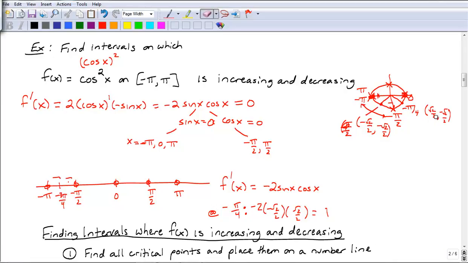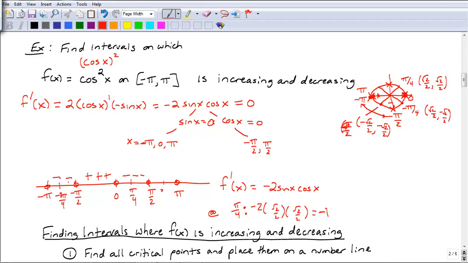At negative pi over 4, the cosine is positive root 2 over 2. The sine is negative root 2 over 2. When I multiply this all together, the two negatives make it a positive 1. So it's the same answer, but in here it'll be positive. Then I can plug in pi over 4. At pi over 4, sine and cosine are both root 2 over 2. So they're both positive at positive pi over 4. When I multiply those together, I get a negative answer because of the negative 2, which means the derivative is negative in there. And then I can do 3 pi over 4.